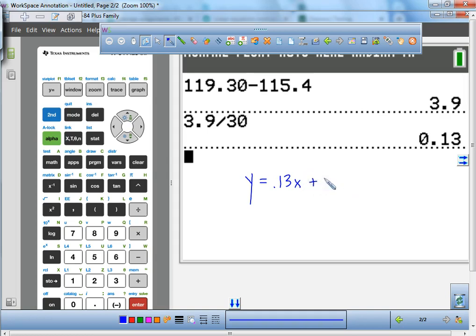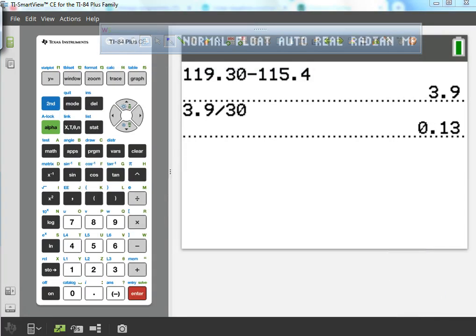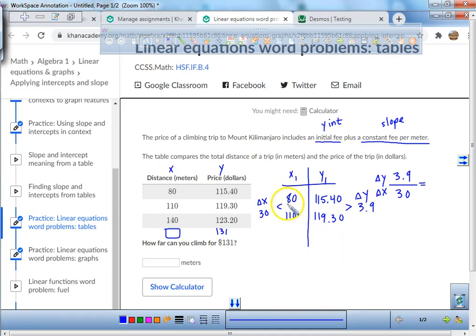Plus, and our y-intercept was 50. But if we wanted to find our y-intercept by hand, what we'd have to do is figure out when your x value is 0, what's your y-intercept. If we want to figure out 50 by hand, we'd have to use our ordered pairs, which are 110 and 119.30.